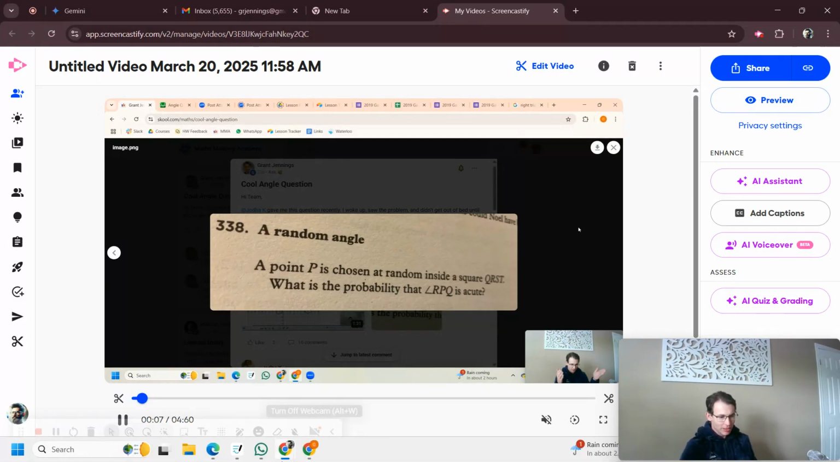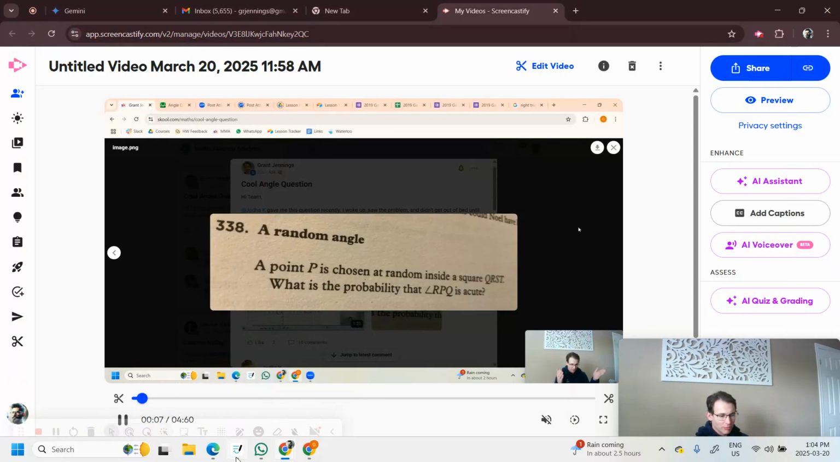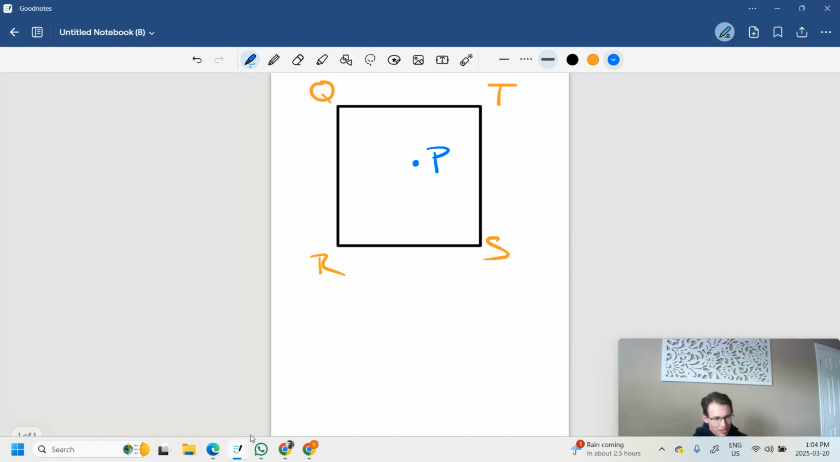Okay, so you might start out by creating a little diagram here. All right, my little diagram looks like this. So there's QRTS or QRST, whatever, it doesn't matter. And then I'm going to draw my angle. My angle would be coming from Q going to P and then going back to R. There's my angle. And I am interested in when is that acute?